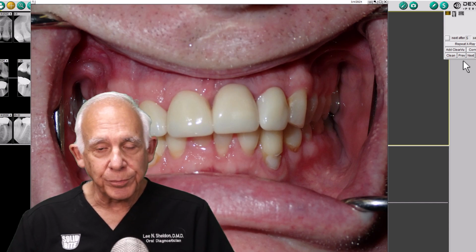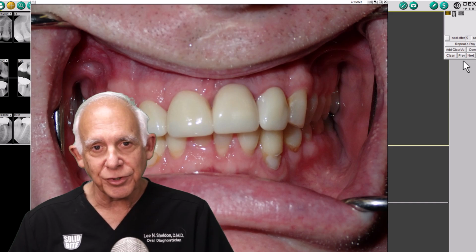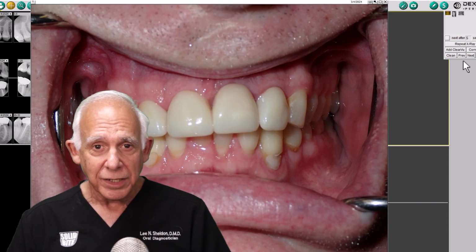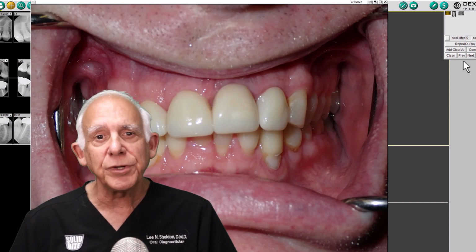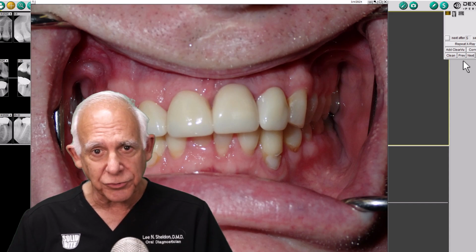A 52-year-old male patient was told that he needs tooth number 9 out. It was traumatized earlier in life, and it has a problem called external resorption. Does the tooth need to come out? What can we do in order to be able to save the tooth? That's what we're going to talk about today in practical treatment planning.